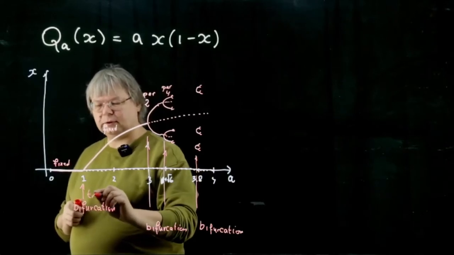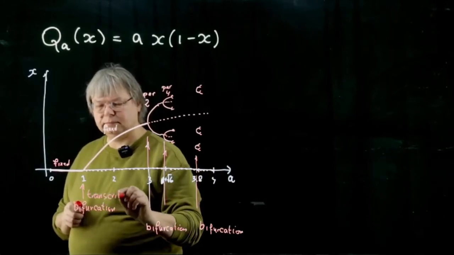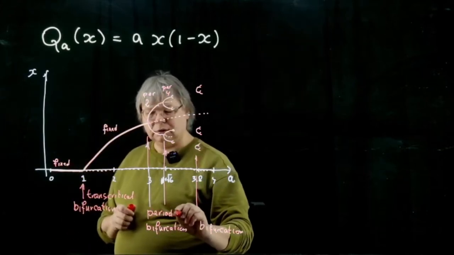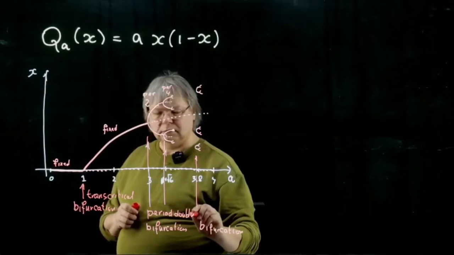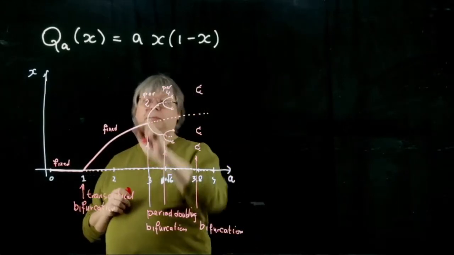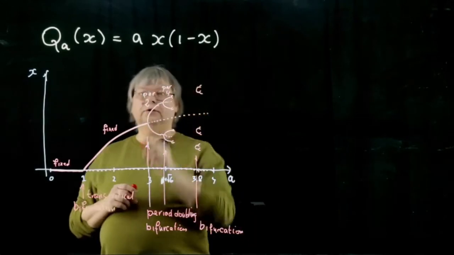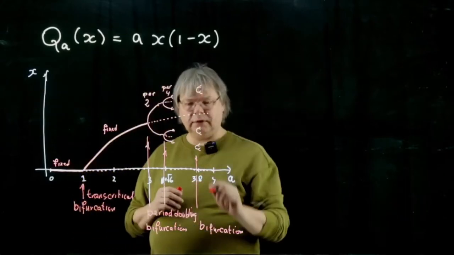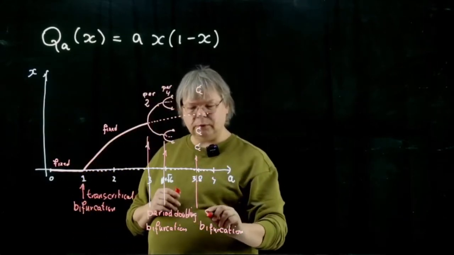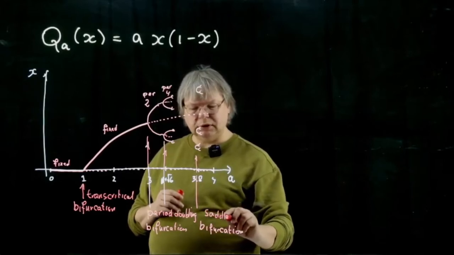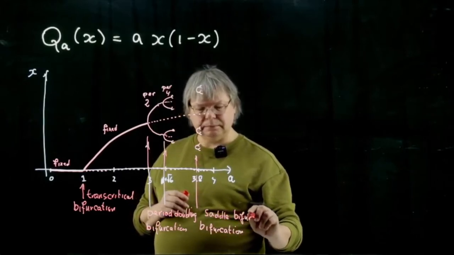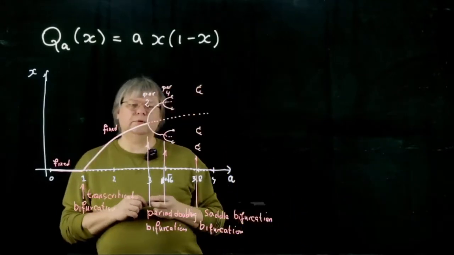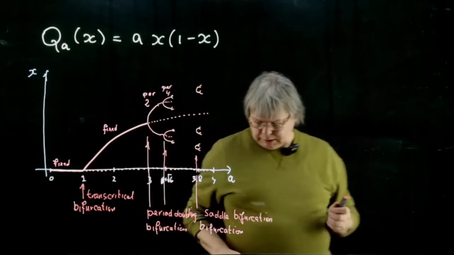And they have particular names, because these are the three types that actually occur. This is called a transcritical. This is a period doubling, for obvious reason, because the fixed point, which is period 1, turned into period 2, and then it turns into period 4, and so on. And this thing, where something new appears out of the blue, that is called a saddle node bifurcation. So this is a bit of motivation for what we're going to do in this lecture.